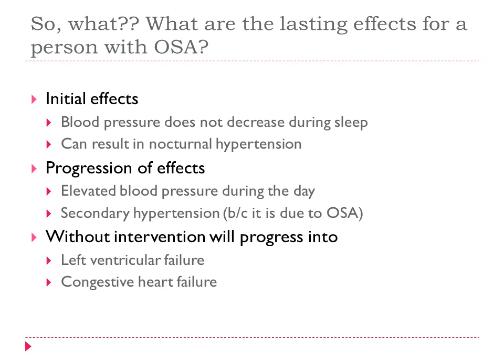So OSA, if left untreated, can cause nocturnal hypertension, which can turn into daytime or secondary hypertension, which then can turn into left ventricular failure, and then develop congestive heart failure, which then can cause central sleep apnea and Cheyne-Stokes respirations. So that's just kind of a progression of what can happen. Let's go to our next slide.